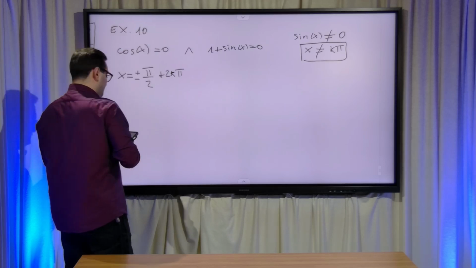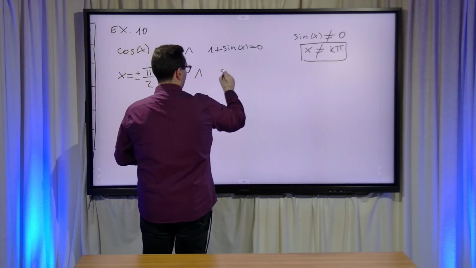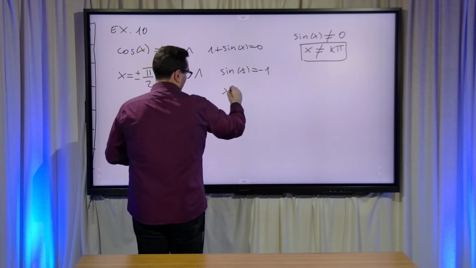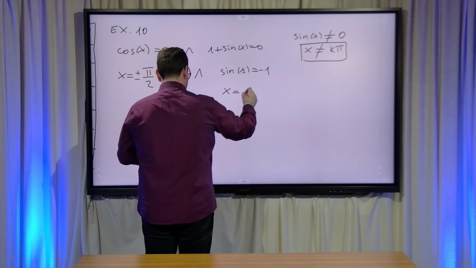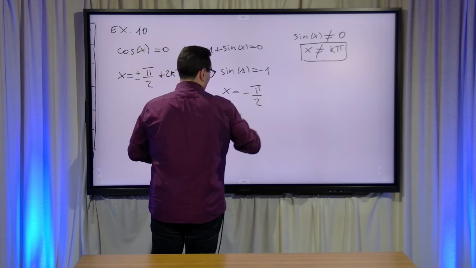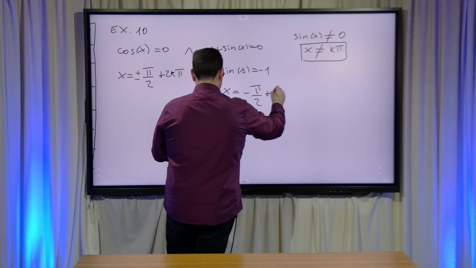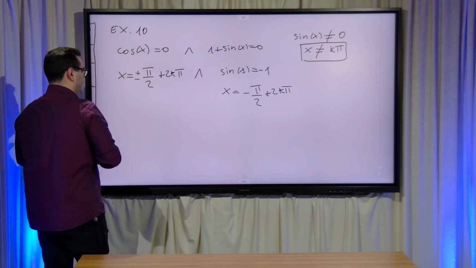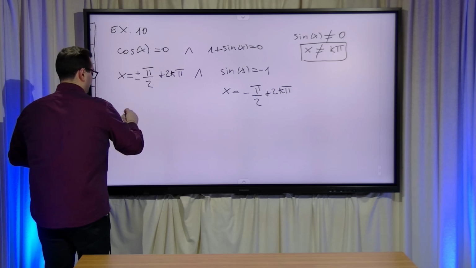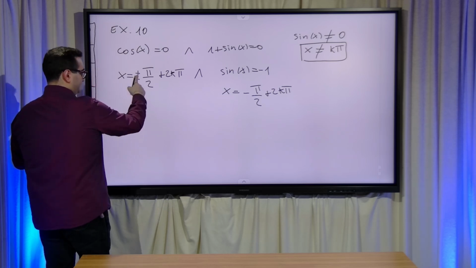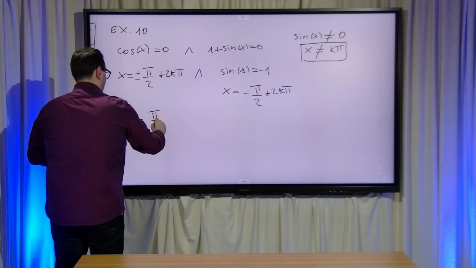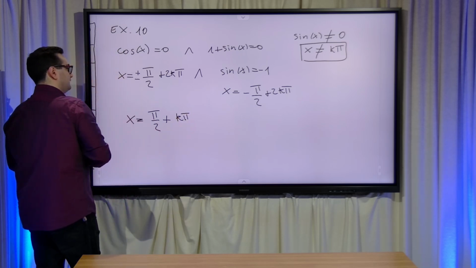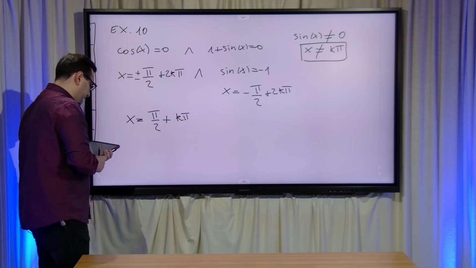From the second one, well, I can write sine of x equals minus 1, and it's simple, so x is equal to minus pi over 2 plus 2k pi. Again, here I can group the two solutions in one compact way, so x is equal to pi over 2 plus k pi. Okay?